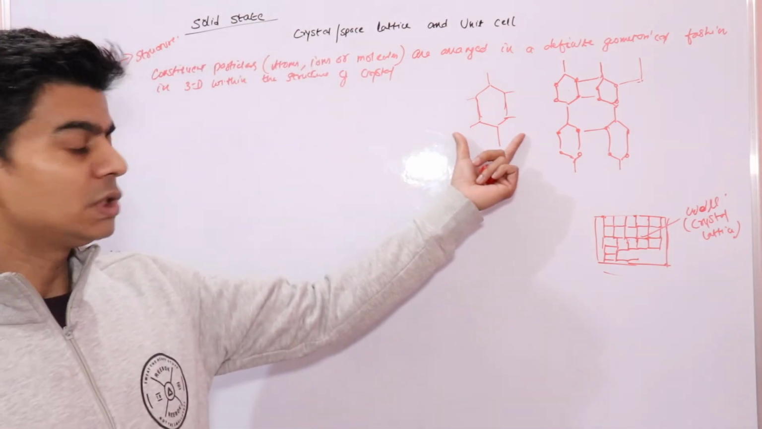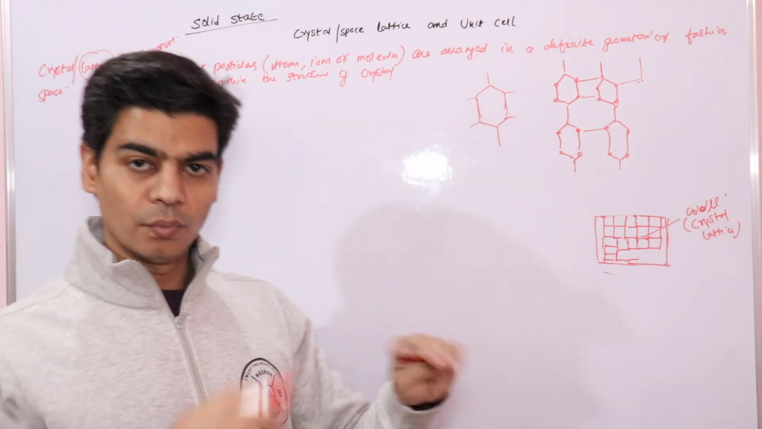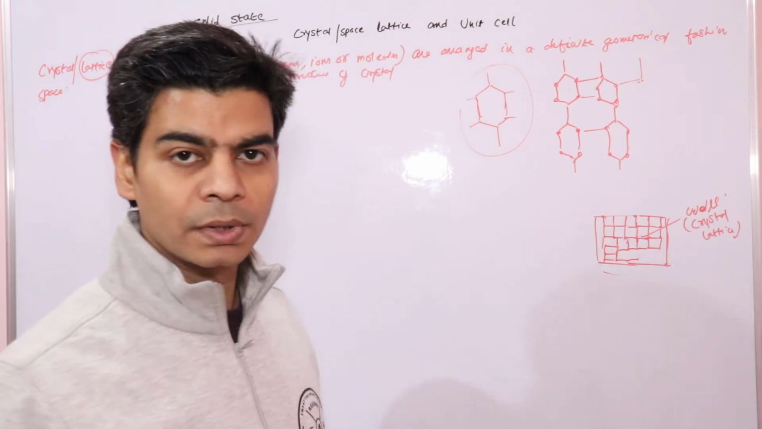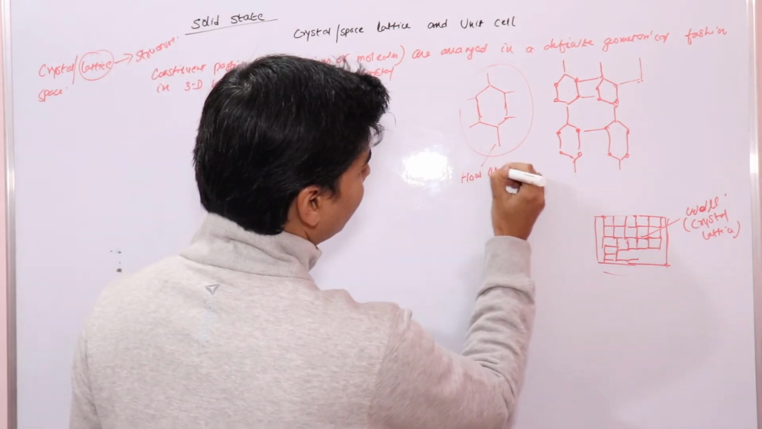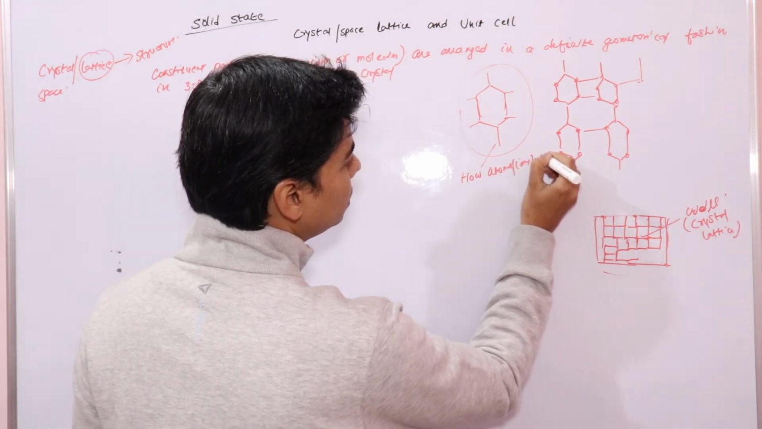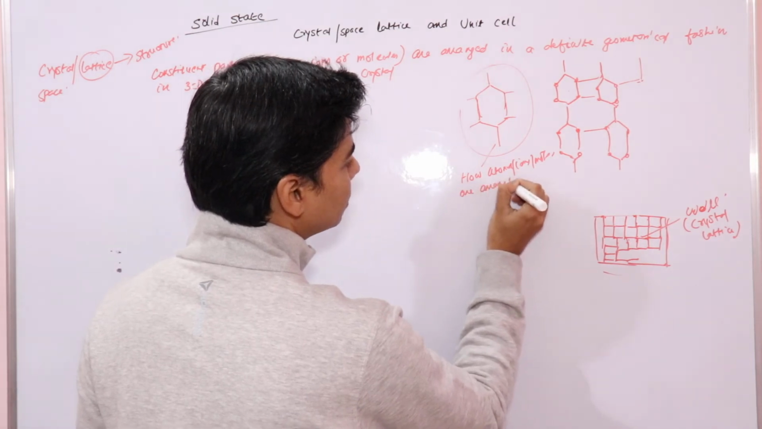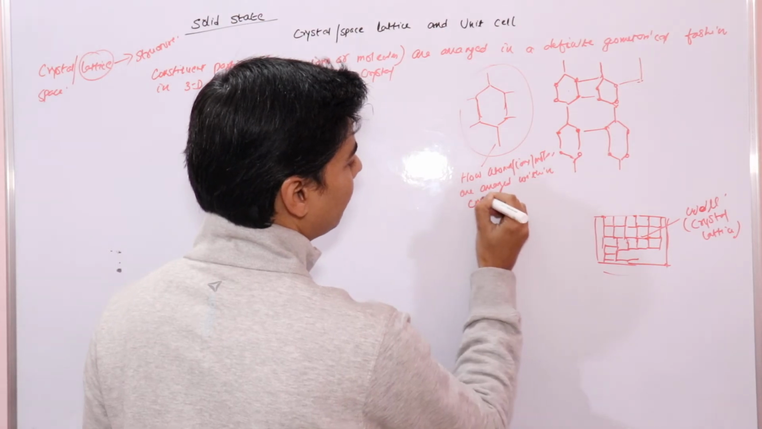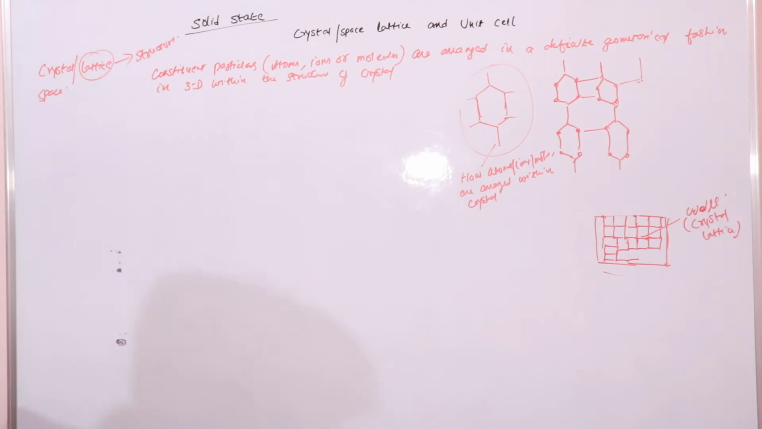how constituent particles, which are atoms, ions, or molecules, are arranged within the crystal, right? This smallest structure shows you how atoms, ions or molecules are arranged within the crystal, right?